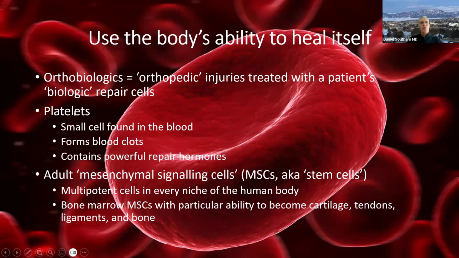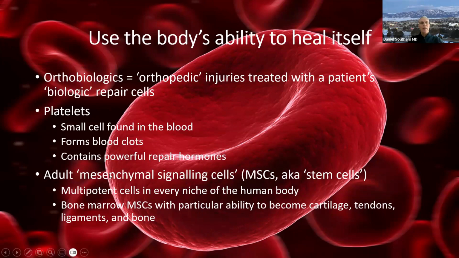There's two forms of repair cells in the human body. Platelets is one. This is a small cell found in the circulating blood peripherally. It's very easy to access. Its first job is to arrive at the area of injury and form a blood clot so you don't bleed to death. Its second job is to begin to secrete powerful repair hormones to repair the injury that it finds.